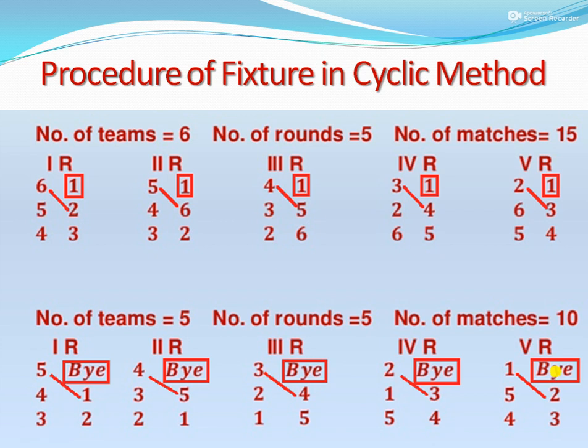Here we have to know that the matches are like this: 6 with 1, 5 with 2, 4 with 3. In the second round, 5 with 1, 4 with 6, and 3 with 2. In this manner we decide the teams. Every team plays with every other team in this manner.